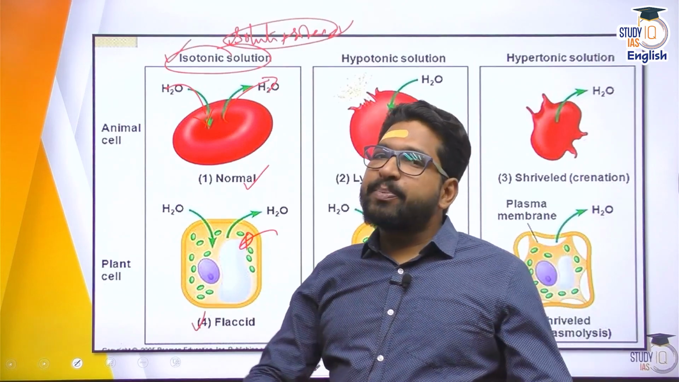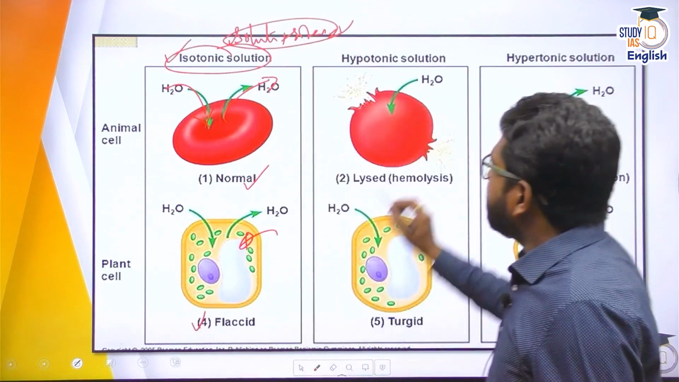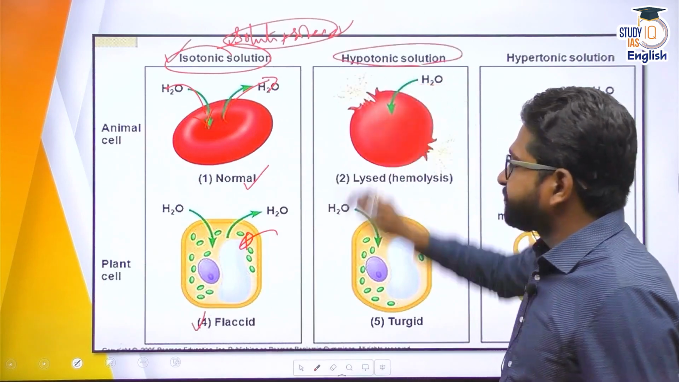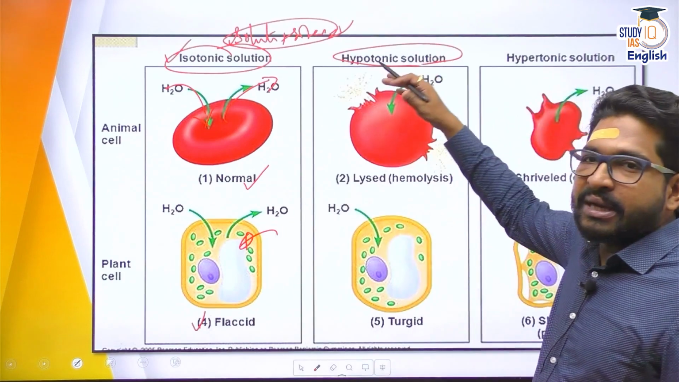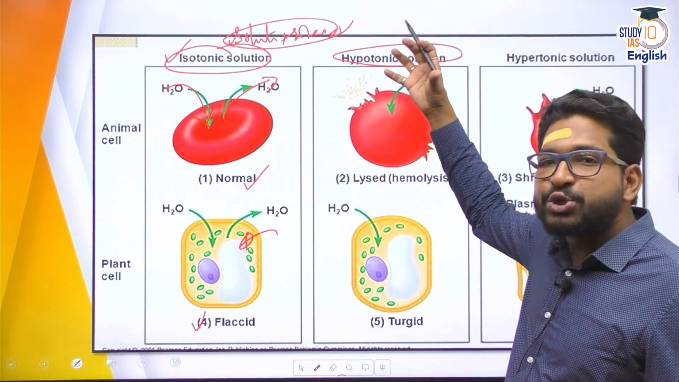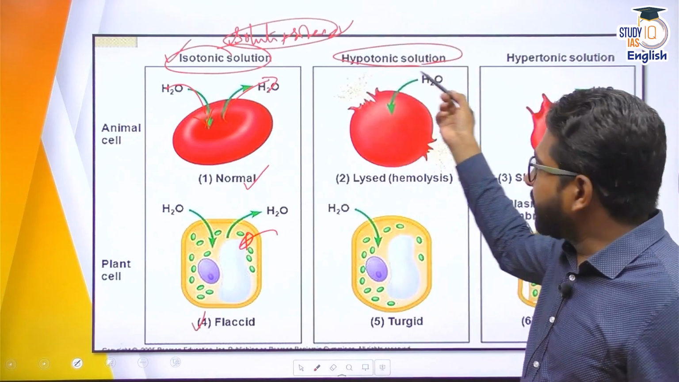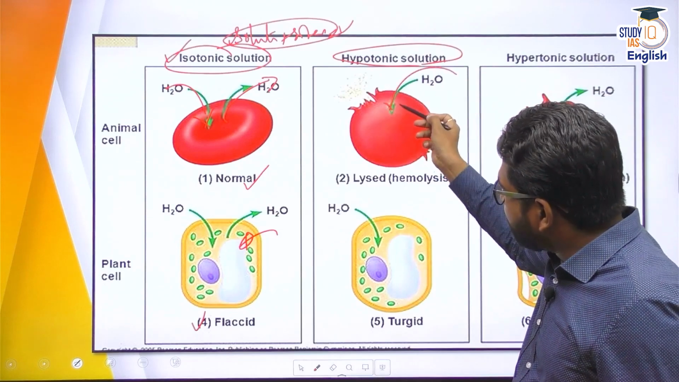But as soon as I put the cell in a hypotonic solution, what is going to happen? Hypotonic solution means the outside environment has more solvent and less of solute. That means the solvent is going to come inside the cell.